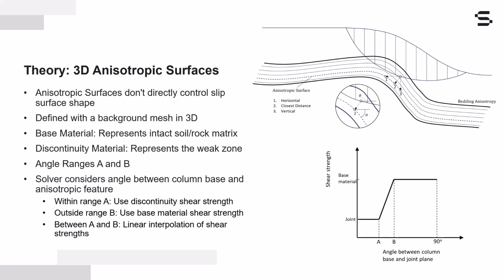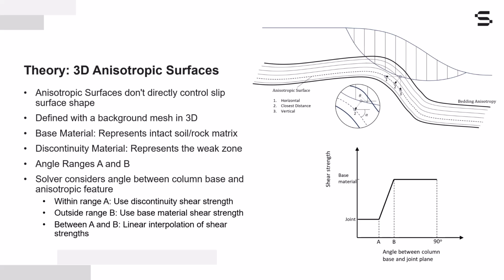Anisotropic surfaces are defined using a background mesh in 3D. The input properties of an anisotropic surface include a base material representing the intact soil or rock matrix, a material representing the discontinuity, and two angle ranges, A and B.